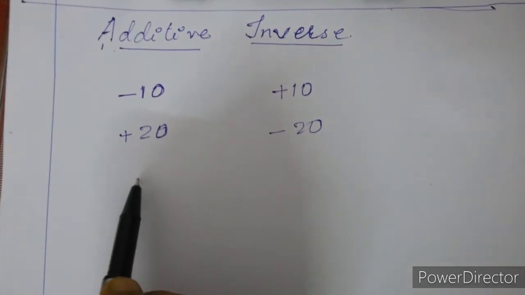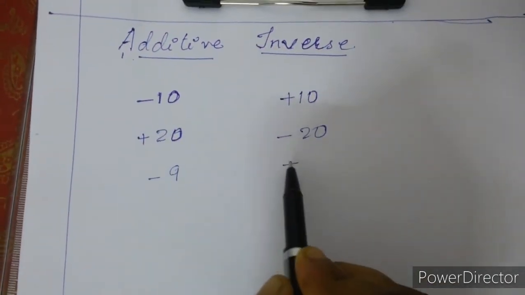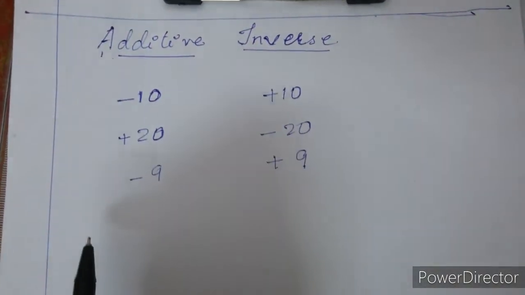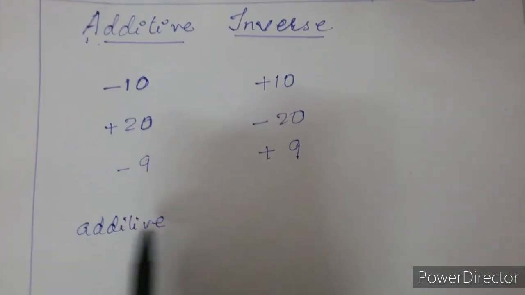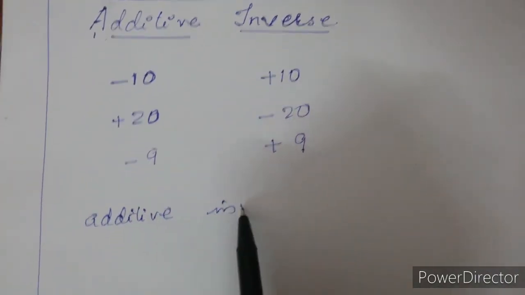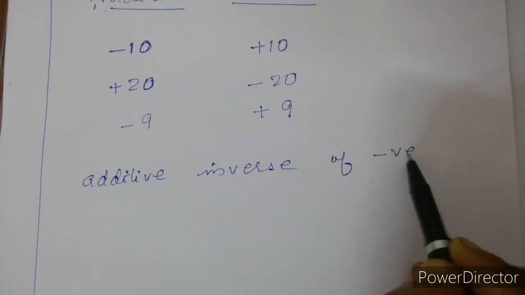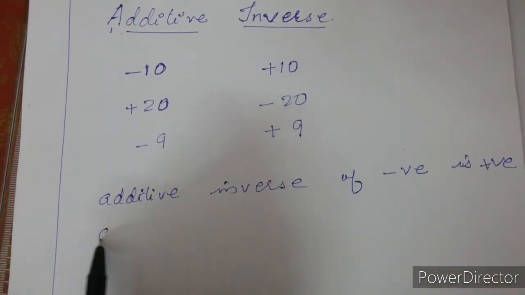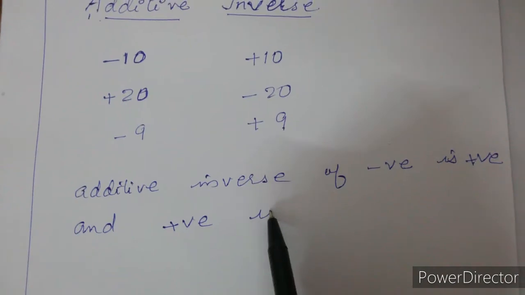Or the inverse of negative 9 is positive 9. Therefore, the additive inverse of negative is positive, and the additive inverse of positive is negative.